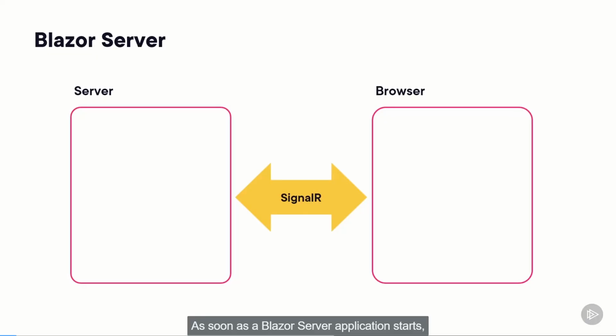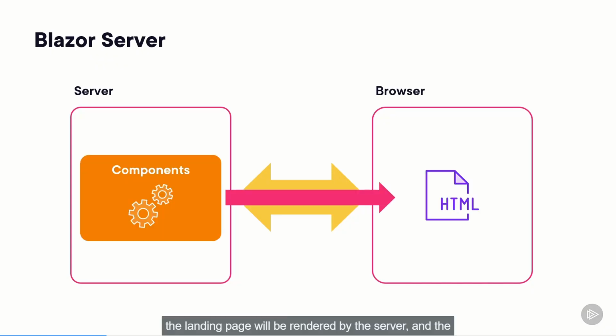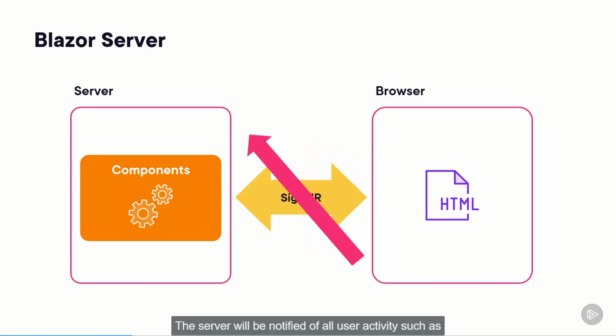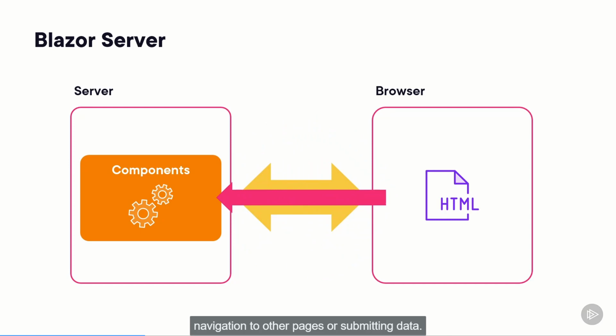As a Blazor Server application starts, it will establish a two-way communication connection that remains open as long as the application is used. Blazor uses another ASP.NET Core technology for this, SignalR, a framework that makes such a two-way connection possible using web techniques like WebSockets. Initially, the landing page will be rendered by the server, and the browser will get the resulting HTML. The server will be notified of all user activity, such as navigation to other pages or submitting data. It will process the user's activity and it will take care of sending new HTML over to the browser. But just the HTML that was updated.